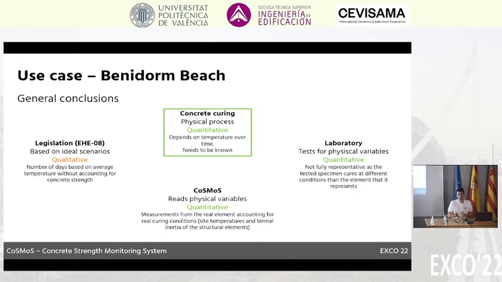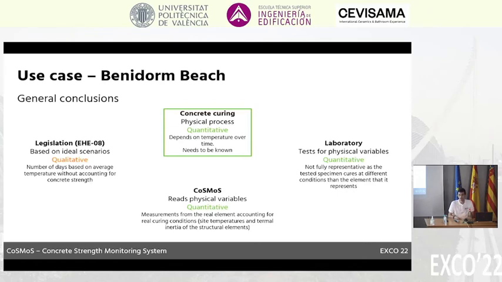So we have many methods to assess it. Usually we have the legislation and it tells you some numbers. It's based on ideal scenarios. It tells you a number of days in order to remove your formwork completely or deshore the structure. But it's qualitative. It's just a number of days, okay? Based on average temperatures on site. So it's not giving us really useful information.